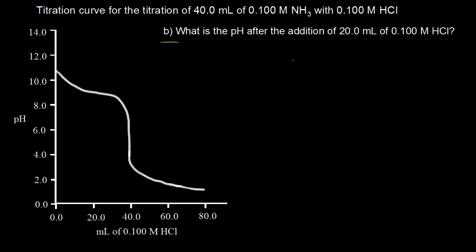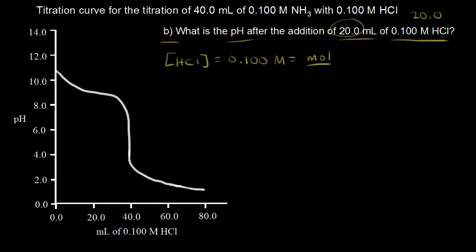For part B of our question, what is the pH after the addition of 20 milliliters of our 0.1 molar solution of HCl? So the concentration of HCl is equal to 0.1 molar. And we know molarity is moles over liters. We're adding 20 milliliters. So if you take 20 milliliters and move your decimal place 1, 2, 3, that's 0.02 liters. So we're adding 0.02 liters here.